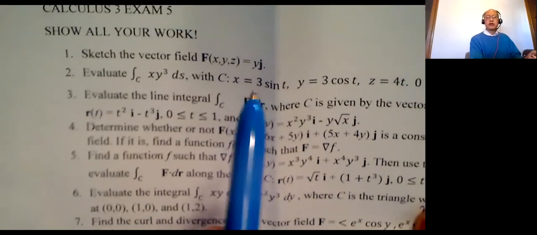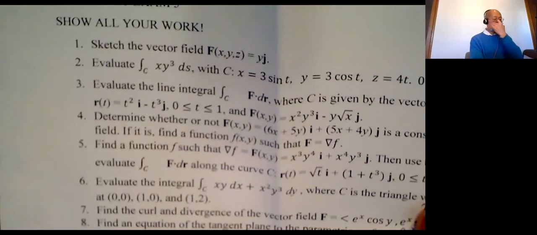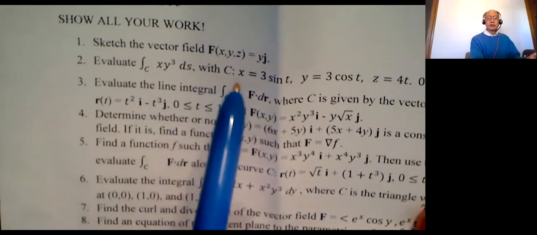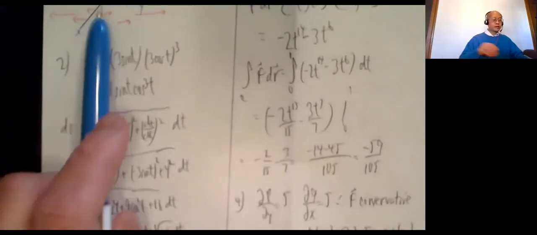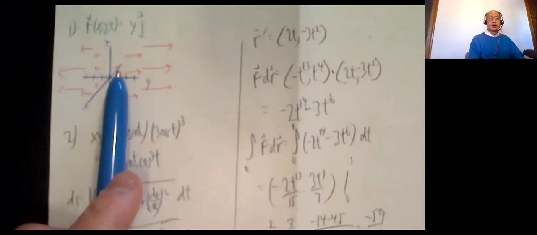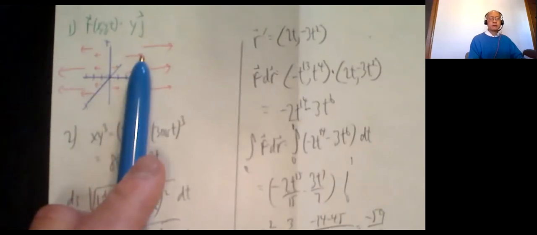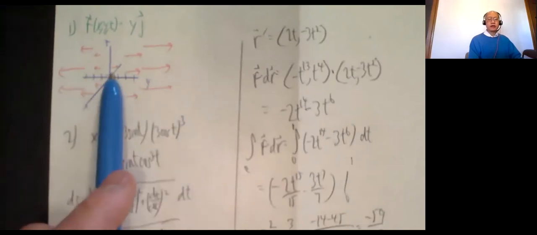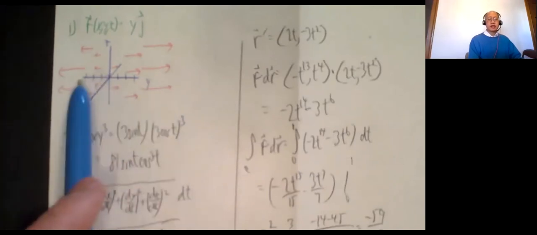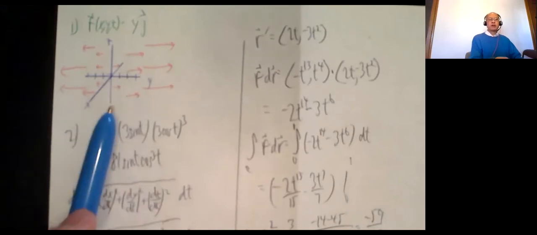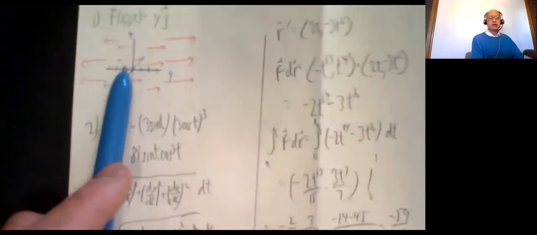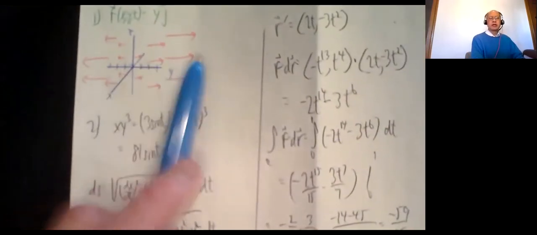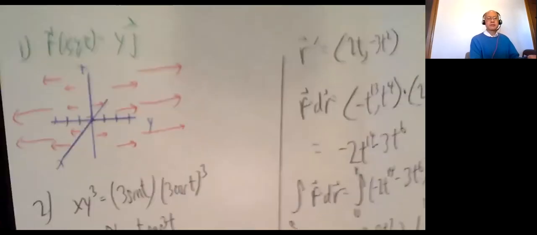Okay, J means you're only going left and right, and it's proportional to Y. So if Y is 1, the vector is J. If Y is 2, 2J. 3 is 3J. Negative 1 is negative J. Negative 2 is negative 2J. So your arrows are all going left and right. The closer you are to the origin, the smaller they are. The further away you get, the bigger they are. So that's what it looks like.